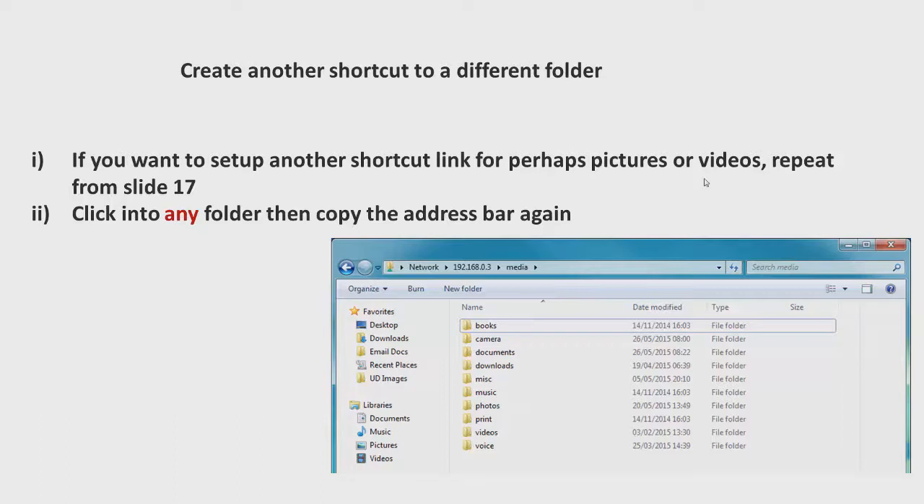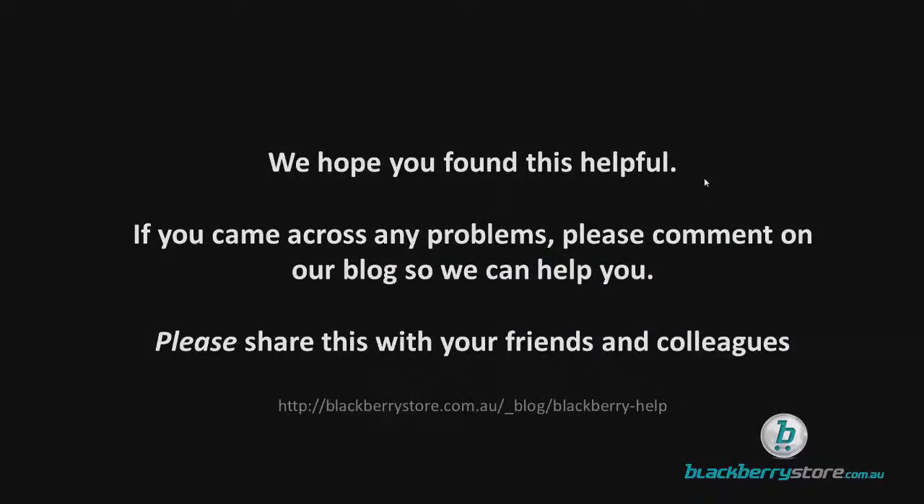You can create any amount of shortcuts you like, just repeating step 7. So if you go back to slide 17, you can start that again. You can do one for your camera, you can do one for music, for photos. And I'm going to create another how-to video if you want to move your iTunes music across to your BlackBerry. You need to do it a little bit differently to what we're doing here.